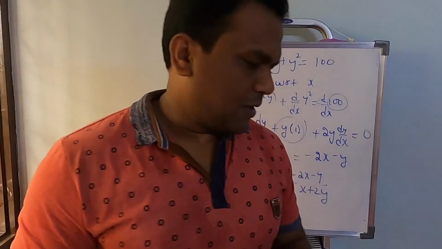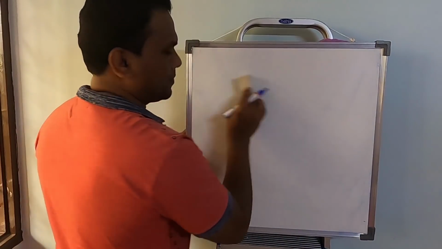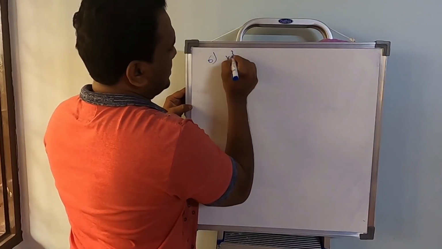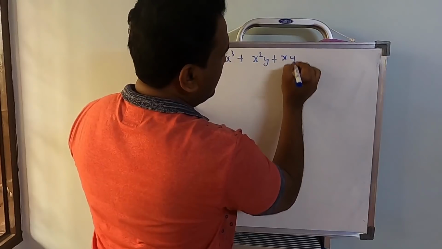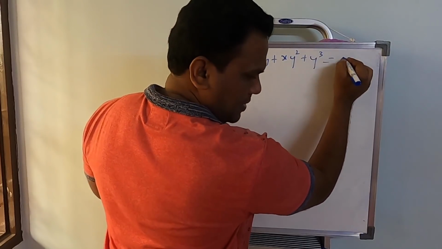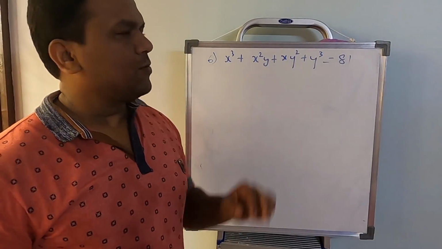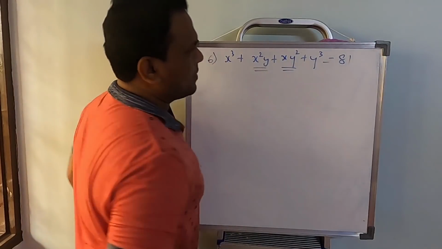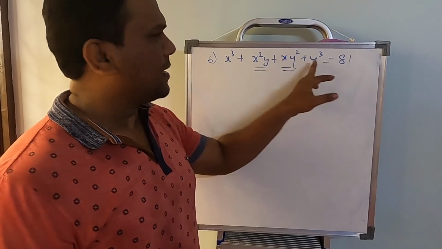Okay, now let's move on to the next one. Problem number 6 is given by x cube plus x square y plus x y square plus y cube is equal to 81. So let's go for differentiation. There are 4 terms, so we need to differentiate each term separately. But look here, once again, product of two variables. So a product rule for this as well as for this one. These are direct differentiation, single terms.